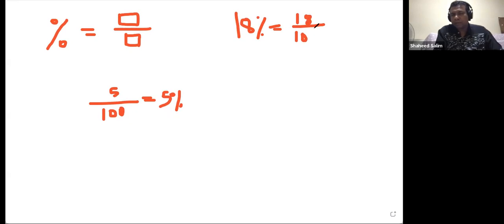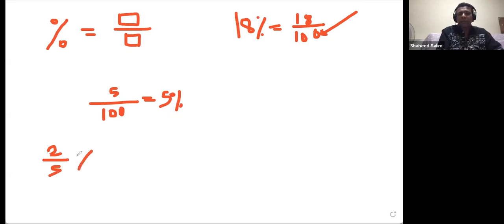That's what it is. Percentage is a fraction, but the denominator is 100. Now, how do you get 100? Very simple. Just take any fraction, let's say it's 2 over 5. Just times by 100, you will get this percentage. So if you do like that, you'll get the answer will be 40%.